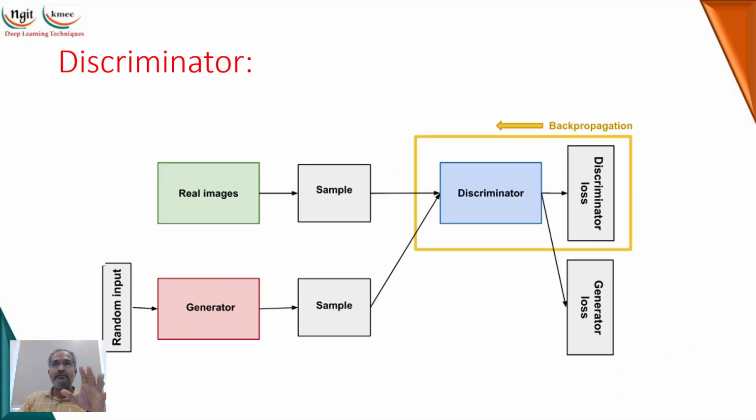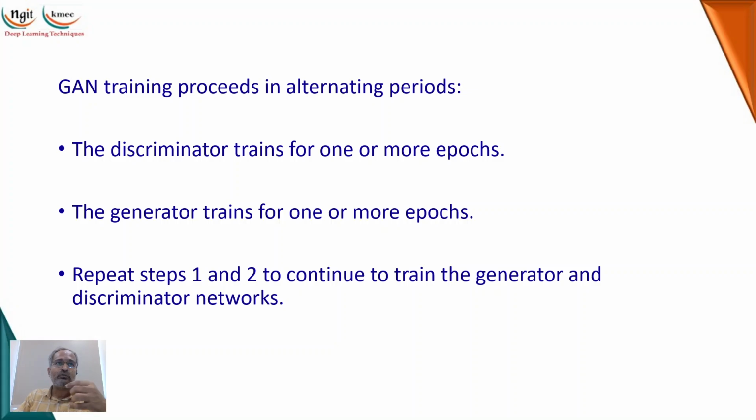While training the discriminator, we consider only the discriminator part, and its weights will be updated. So backpropagation is applied on the discriminator and generator separately. The discriminator trains one or more epochs, then the generator trains one or more epochs, and these steps are repeated a number of times. Please remember that while training the generator, the discriminator should be locked. Otherwise, the discriminator will be trained wrongly, so we have to lock it.